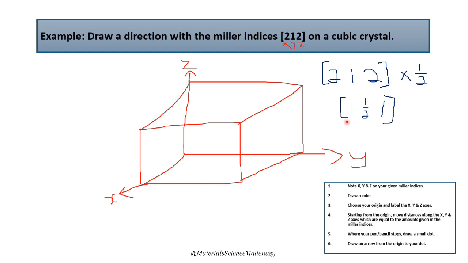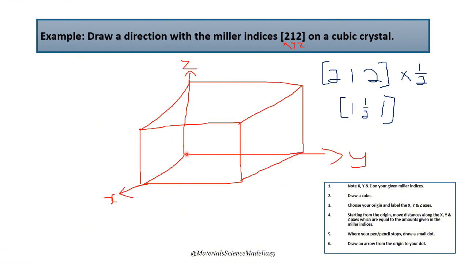Once we have these, then we can continue plotting using our usual way of plotting. So follow the same rules. We've noted our x, y, z, right? And then we multiply to reduce everything to either 1 or less than 1, and then we've drawn our cube. Everything is positive.